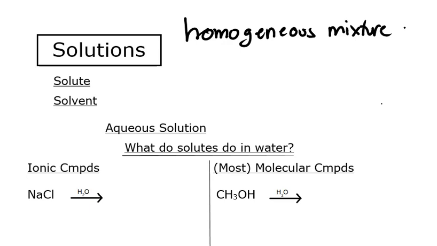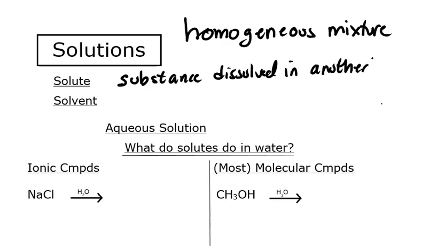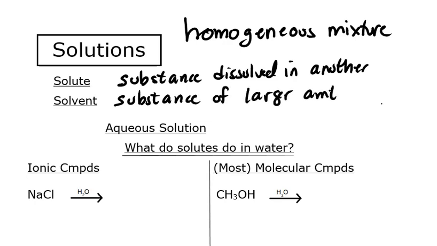And there are two main components of a solution. There's the solute, which is the substance dissolved in another, and that means it's the smallest component. And then the solvent is the substance which is available in a larger amount, and the solute dissolves in it. So as you change the amounts of the solute and the solvent, the actual identification of them could change. But together, a solute and a solvent make a solution.